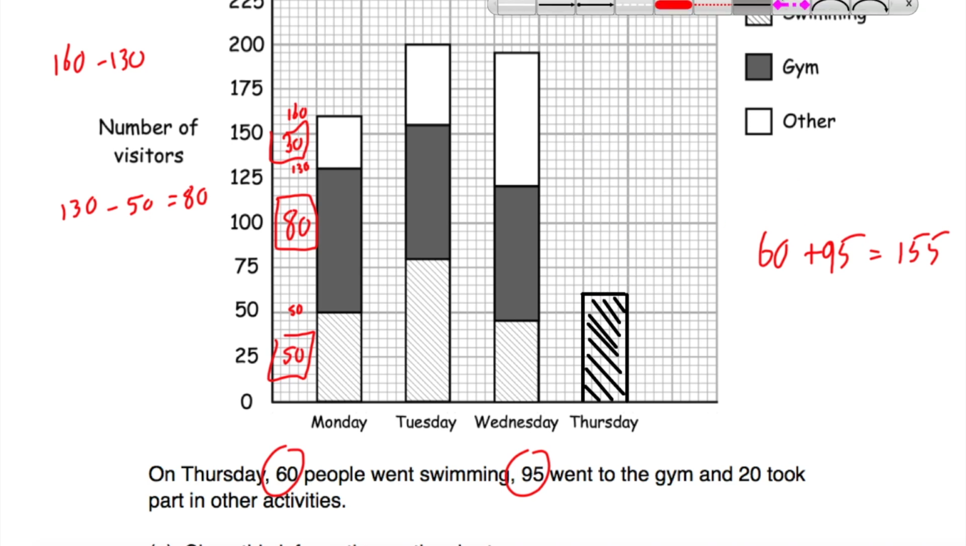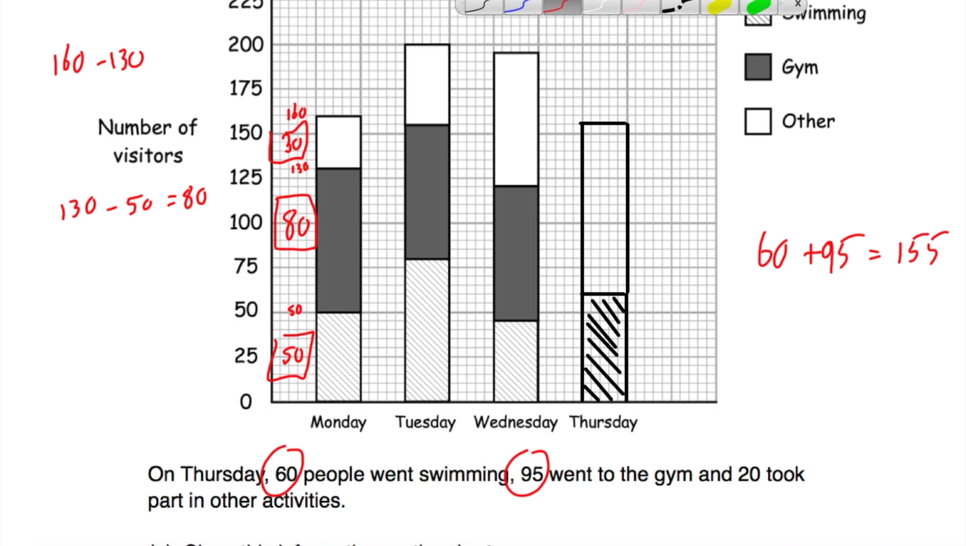So we're going to get our ruler and pencil, and we're going to carry on the bar up to 155. So that's 150, 155 is just one above it, across and down, because that's how many people went swimming and to the gym altogether, 155, and we just need to shade that region in. So if we just shade it in, that's the gym part of the composite bar completed for Thursday.